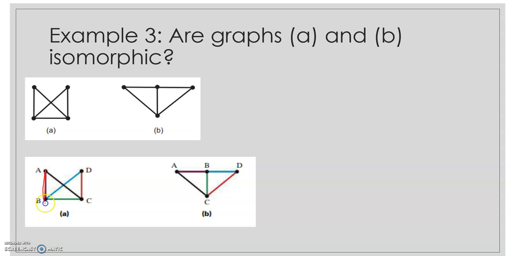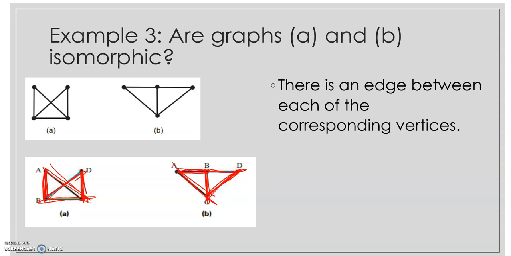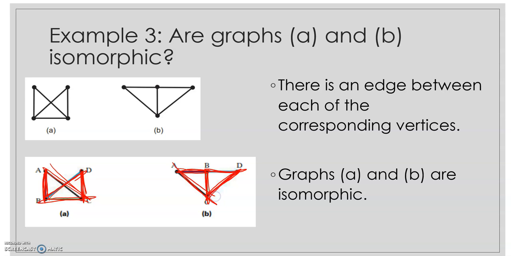Graph A has an edge from A to B, from D to C, from B to C, from B to D, and from A to C. There is an edge between each of the corresponding vertices. Graphs A and B are isomorphic.